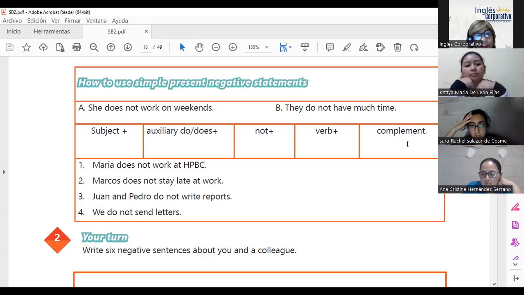Then the complement. Okay, examples. Maria does not work at HSBC. Marcos does not stay late at work. Juan and Pedro do not write reports. We do not send letters. In this case, this is the complete form. But if we use the contracted form, we say Maria doesn't work at HSBC. Marcos doesn't stay late at work. Juan and Pedro don't write reports. We don't send letters.